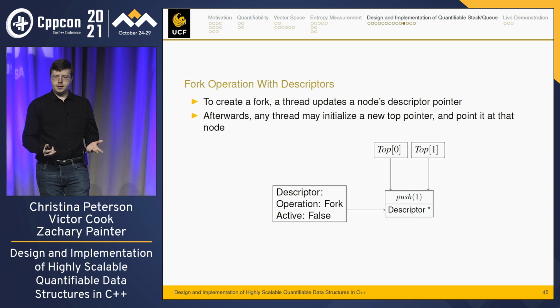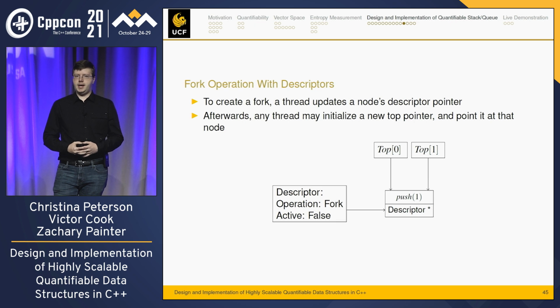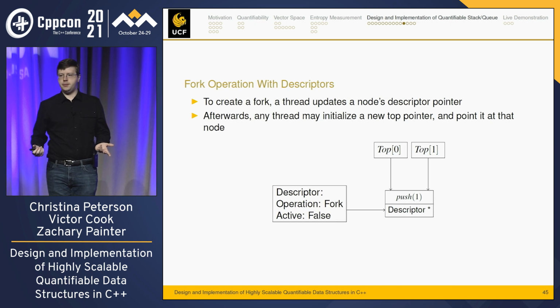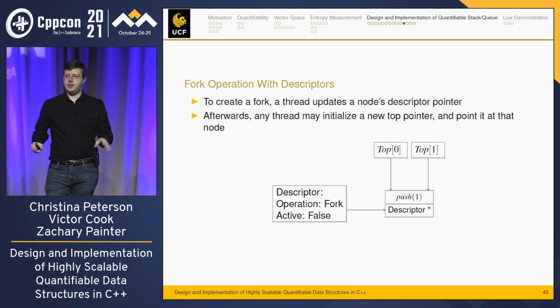And finally, we have fork. The fork operation is very simple. All that happens is that a descriptor is placed inside the node, and then a thread may go and initialize a new top pointer and point that top pointer at the descriptor, which opens up essentially the branches that we were talking about before, which is going to relieve the contention and allow threads to spread out and perform concurrent pushes together.